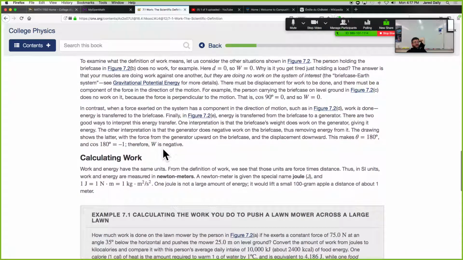Well, first of all, we should know that when we multiply force times distance, we're going to get newtons times meters. Newtons times meters is a unit we call the joule, named after a scientist who did lots of experiments with energy. So 1 joule of energy is 1 newton of force pushing something for 1 meter, right? So it's not a lot of energy.